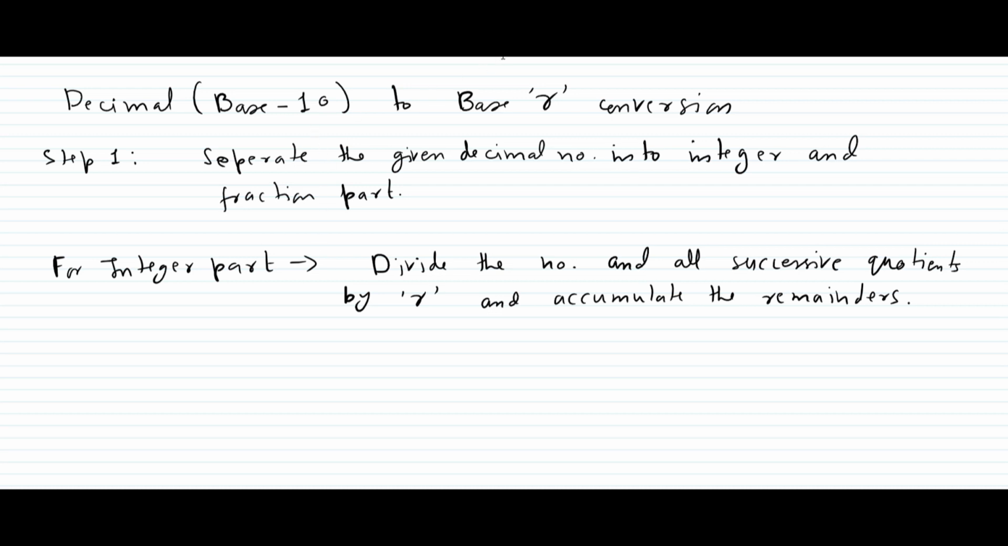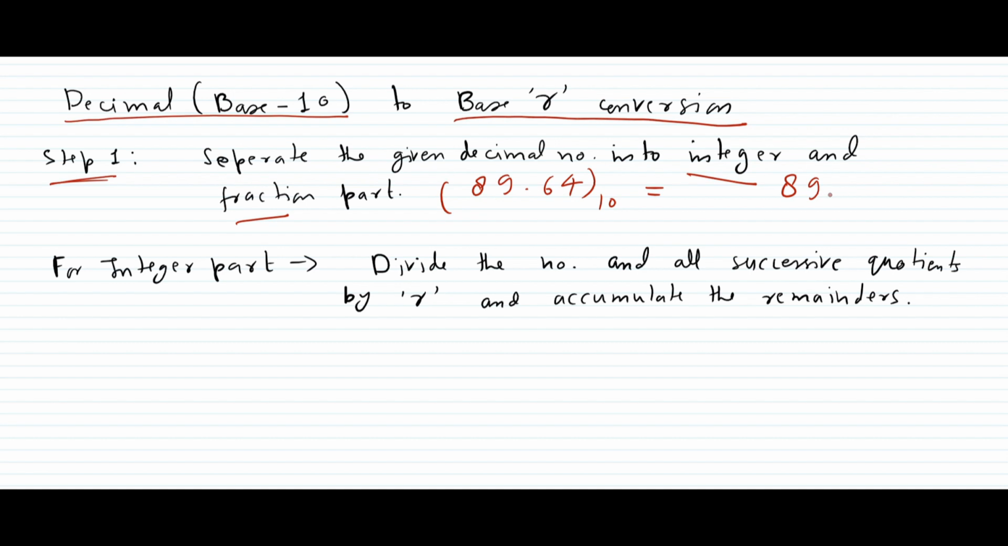Hello everyone. In this lecture, I will focus on decimal or base 10 to a general base R conversion. The first step for this conversion is to separate the decimal number into integer and fraction part. Suppose the number given is 89.64 in base 10, you have to write it like 89 plus 0.64. So, separate the number into integer and fractional part.